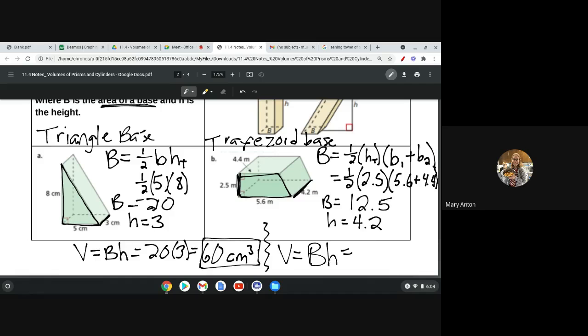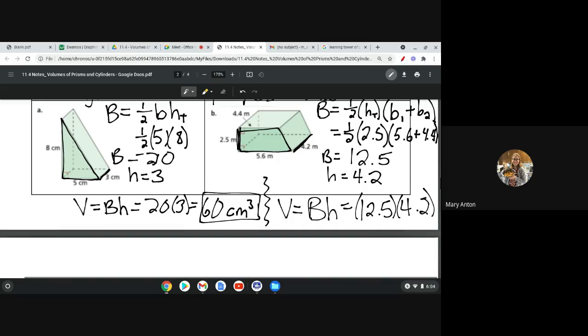I think maybe I was thinking about the area of a triangle again or something. Times 4.2. And this equals 52.5 cubic meters. So I'm just going to write that down here. 52.5 cubic meters. And that's our final volume. So the volume of a prism, no matter what kind of prism it is, is the area of the base times the height. So you have to figure out what shape the base is and then find the area of that base.